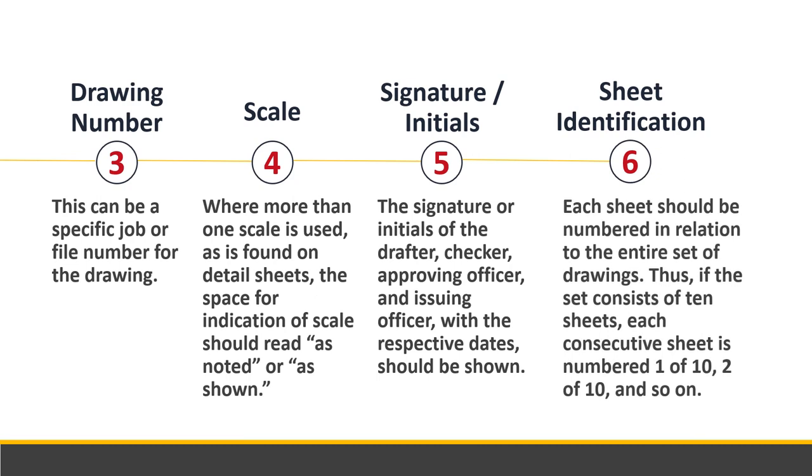So and last is yung sheet identification. So each sheet, so parang pages niya, no, may pages din yung mga blueprint. So each sheet should be numbered in relation to the entire set of drawings. So for example, merong 20 pages, so merong 1/20, so that is the first page out of the 20 pages. So thus, if the set consists of 10 sheets, each consecutive sheet is numbered from 1 to 10, 1 of 10 or 2 of 10, and so on.